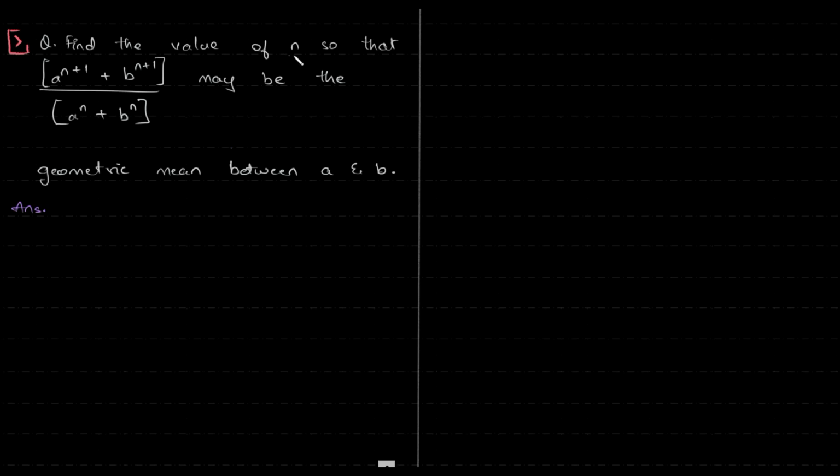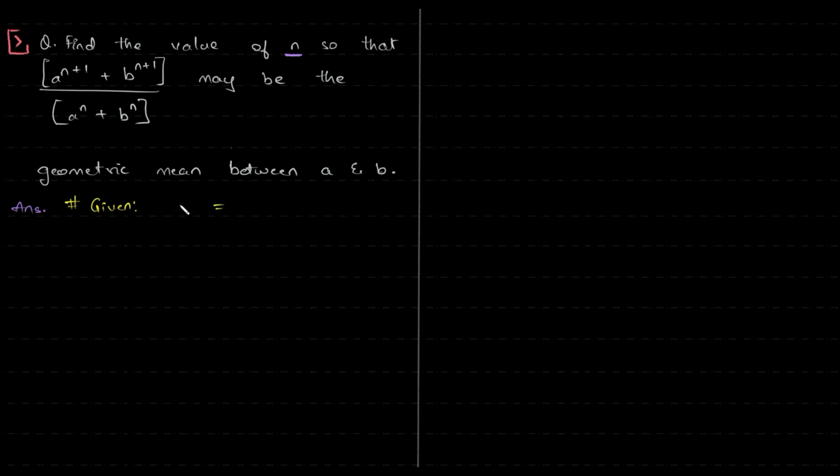Find the value of n so that this particular expression may be the geometric mean between a and b. So we have been given that this particular expression is the geometric mean of a and b. So we have to figure out the value of n basically. So how will we go about doing that? We have been given the square root of ab, that is a geometric mean, right?